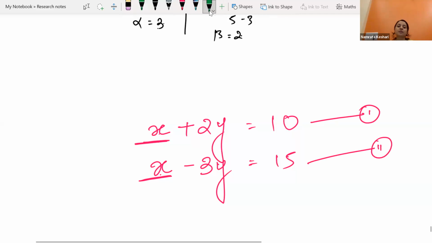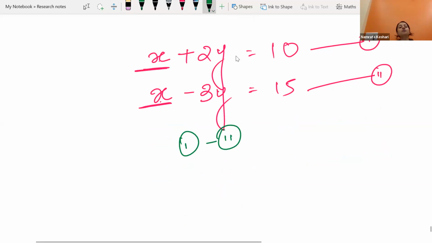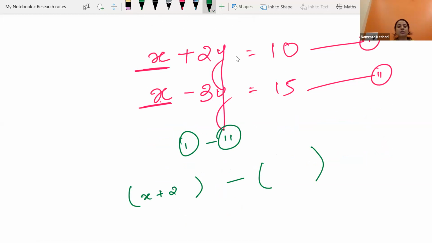Subtraction, right? So we will be subtracting equation 1 and 2. When we subtract equation 1 and 2, we will be very careful. We will subtract left hand side from left hand side. And I would suggest you, please always use the bracket. Otherwise, you will end up making a sign mistake. And subtract right hand side from right hand side.